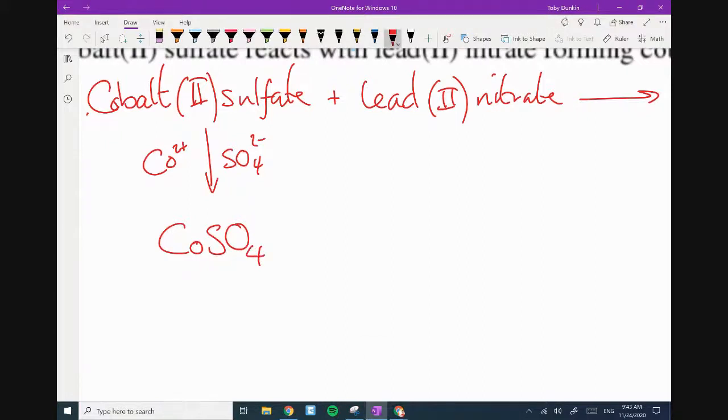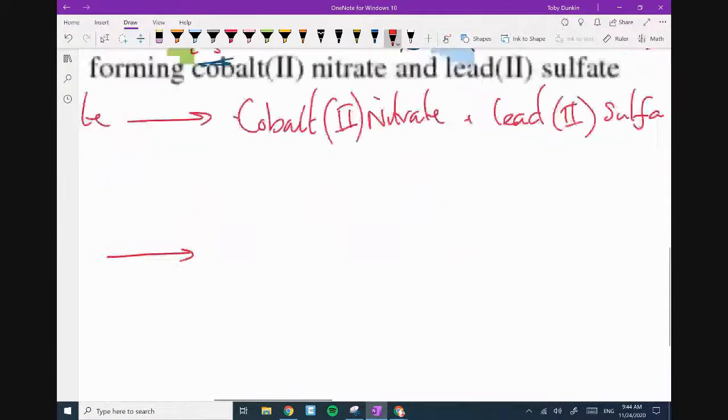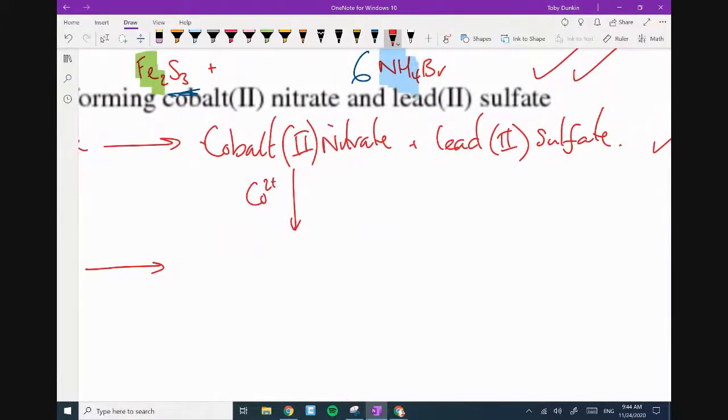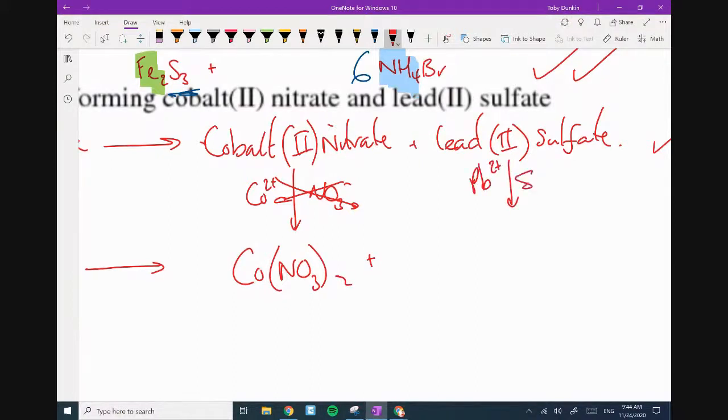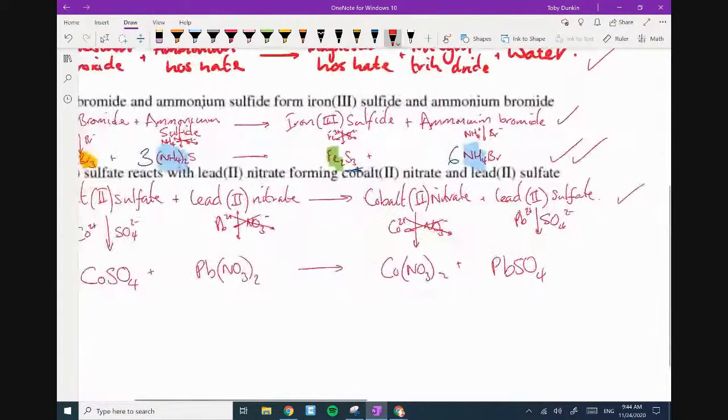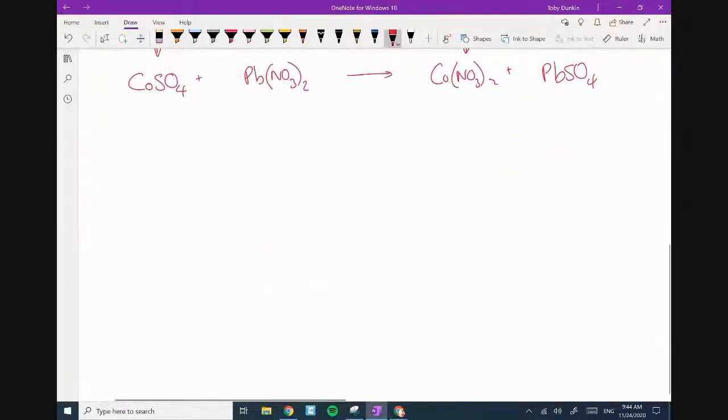So there's cobalt 2 sulfate plus lead 2 nitrate. So that's Pb2+ and NO3 1-. Cross and down. So I'm going to need Pb(NO3)2, giving cobalt 2 nitrate. Cobalt is 2+, nitrate NO3-, cross and down, brackets are needed, Co(NO3)2, plus lead Pb2+ and SO4 2- becomes PbSO4 because the charges cancel. I like it. Notice that in no final equations are any ions in there.